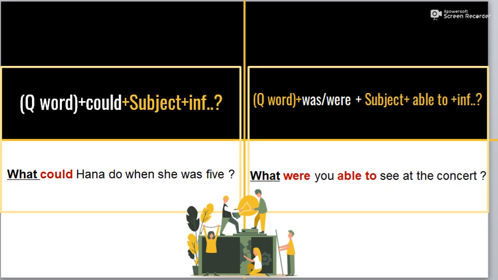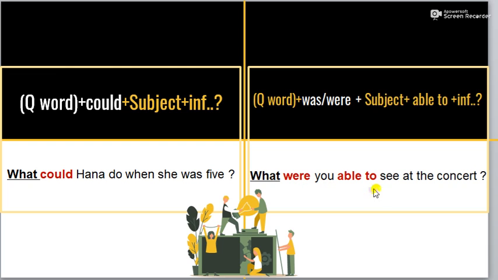The last part is the form of WH questions. We start with the question word before could. And also here, we use the question word before was or were. For example, what could Hannah do when she was 5? What could, the subject is Hannah, then the infinitive do.